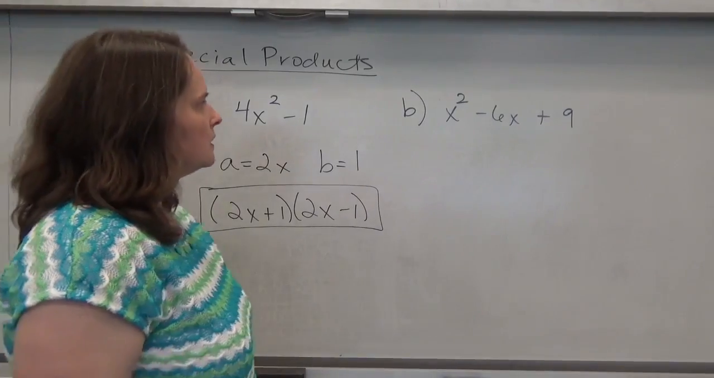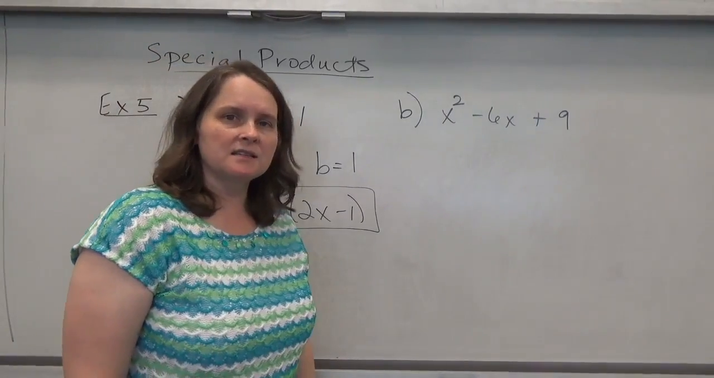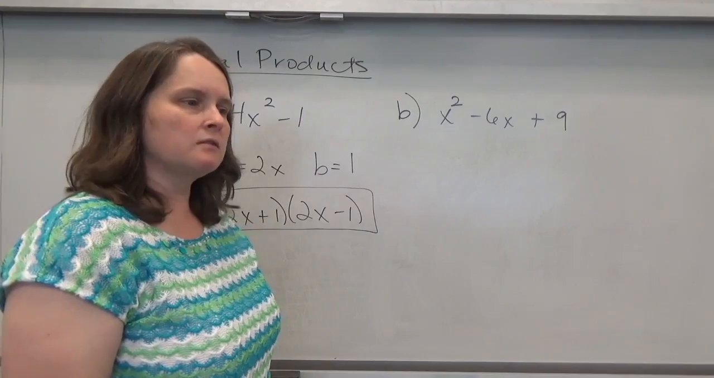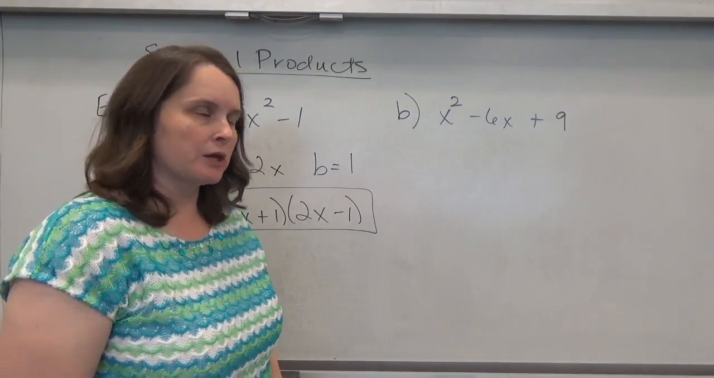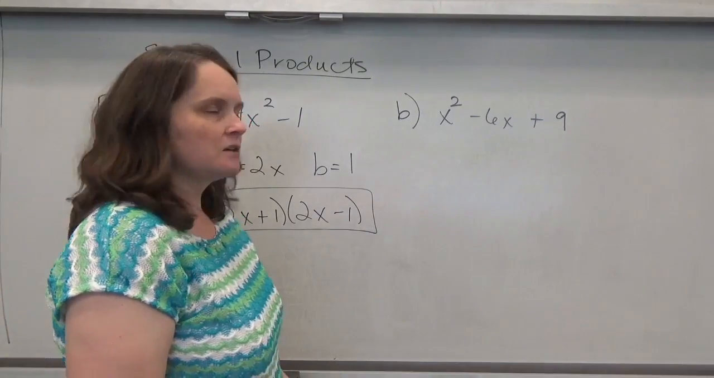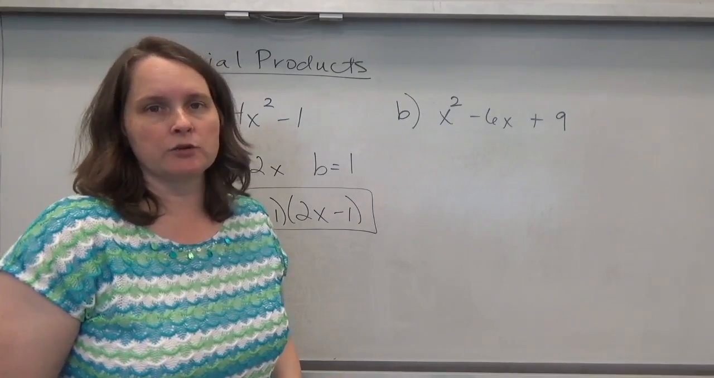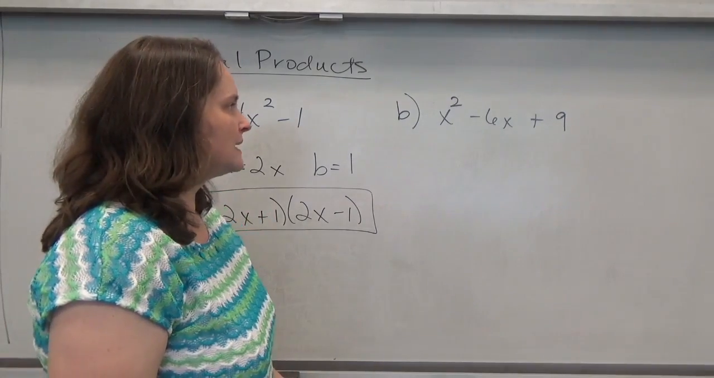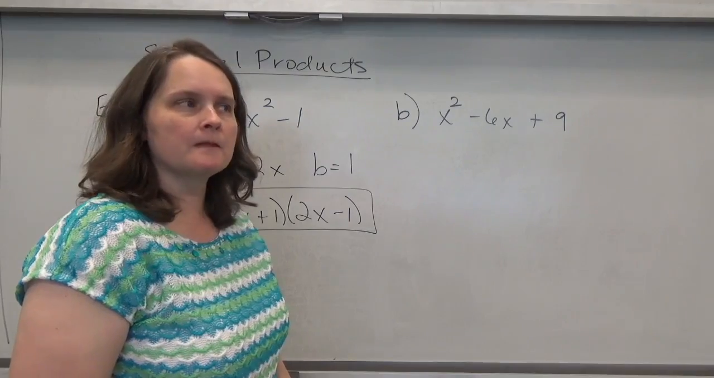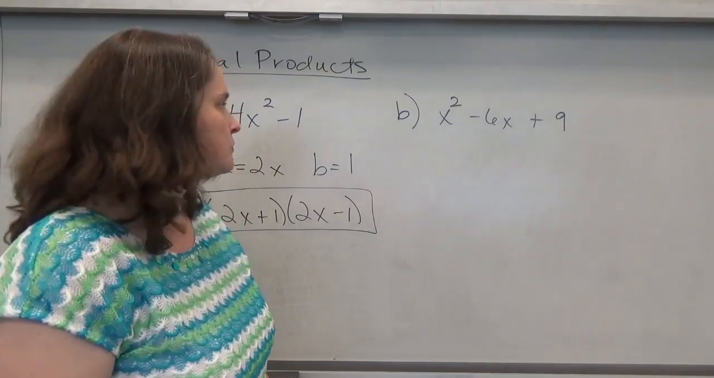So for part B, you may recognize this as a perfect square trinomial, and you can use the formula that's given in the notes. However, it's not necessary. You can also factor it as you would any trinomial. But let's do the grouping method like we discussed before.